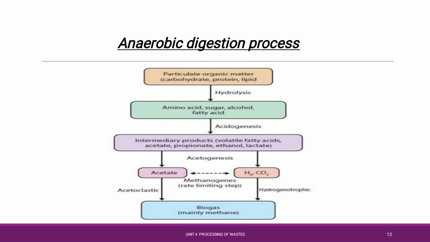The flow chart gives each and every stage of the biomethanation process. First, hydrolysis occurs. Here the particulate organic matter, carbohydrate, protein and lipid are reduced to amino acids, sugars and alcohol. Acidogenesis is the intermediate process between hydrolysis and methanogenesis, in which intermediate products such as volatile acid, ethanol, propionate, acetate and lactate are formed. From that, the acidogens consume those alcohols and volatile fatty acids and generate acetate, hydrogen and carbon dioxide. These are utilized by the methanogenic bacteria, which leads to the generation of biogas.